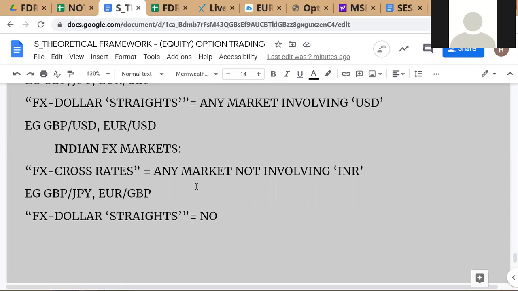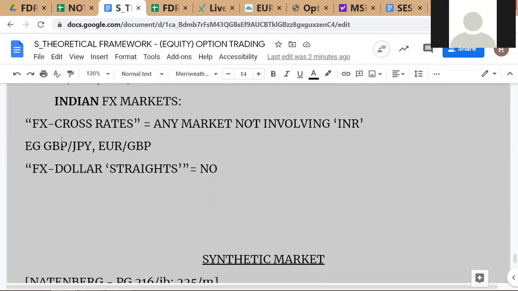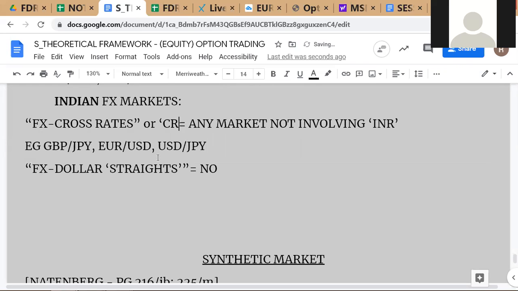All right. So in Indian FX markets, FX cross rates refers to any market not involving INR. So it would include both sterling yen and would also include this. So in a Bombay dealing room, if somebody says, what are the crosses? They include crosses, sometimes referred to as cross rates. This terminology is used in international markets also.